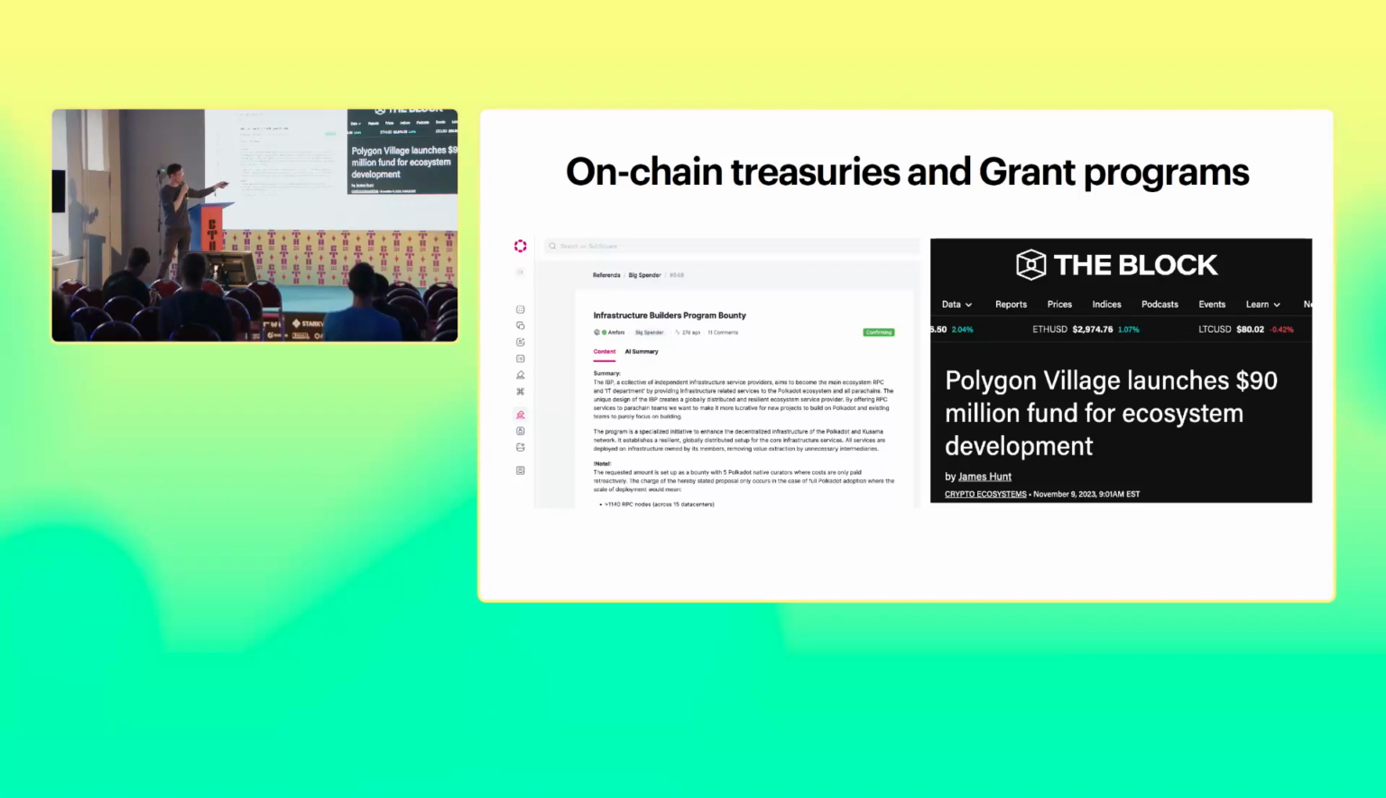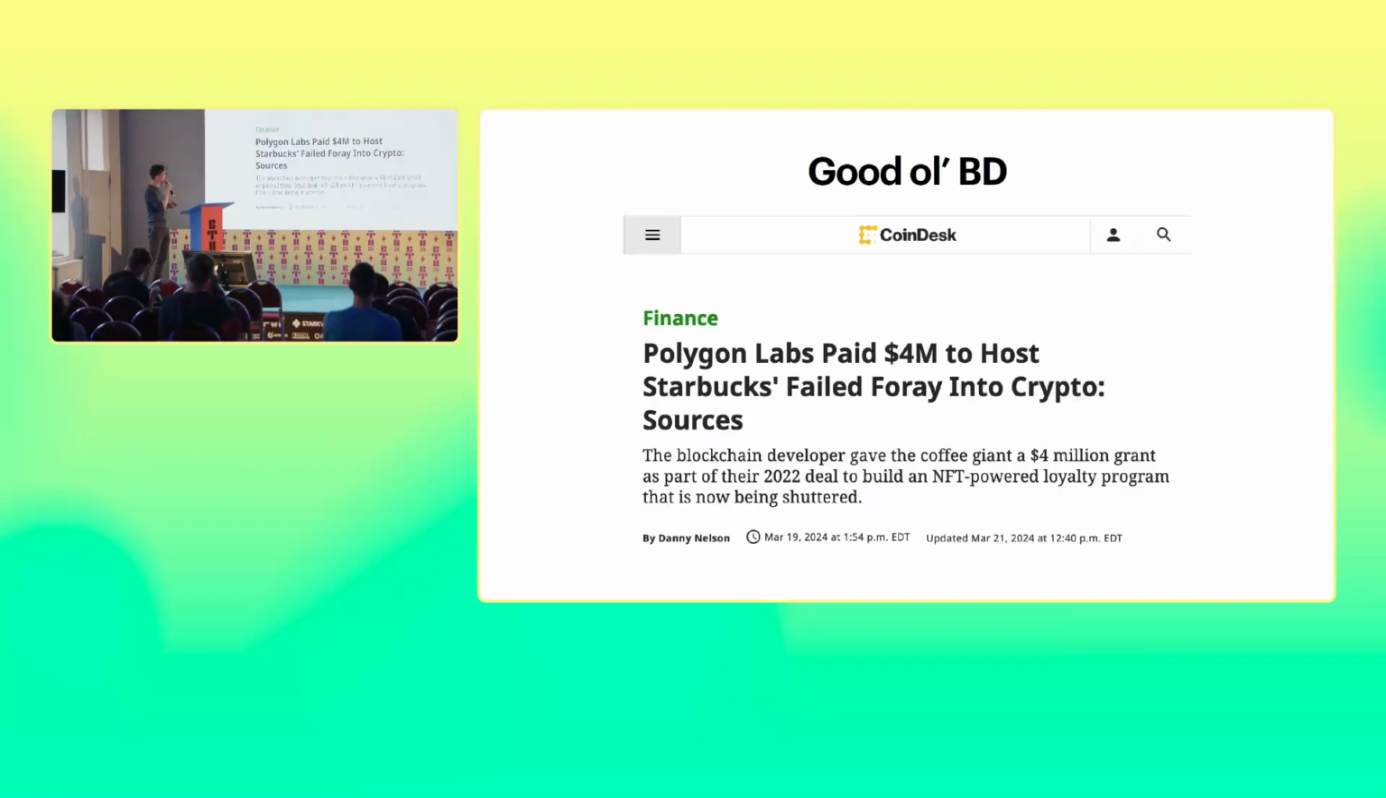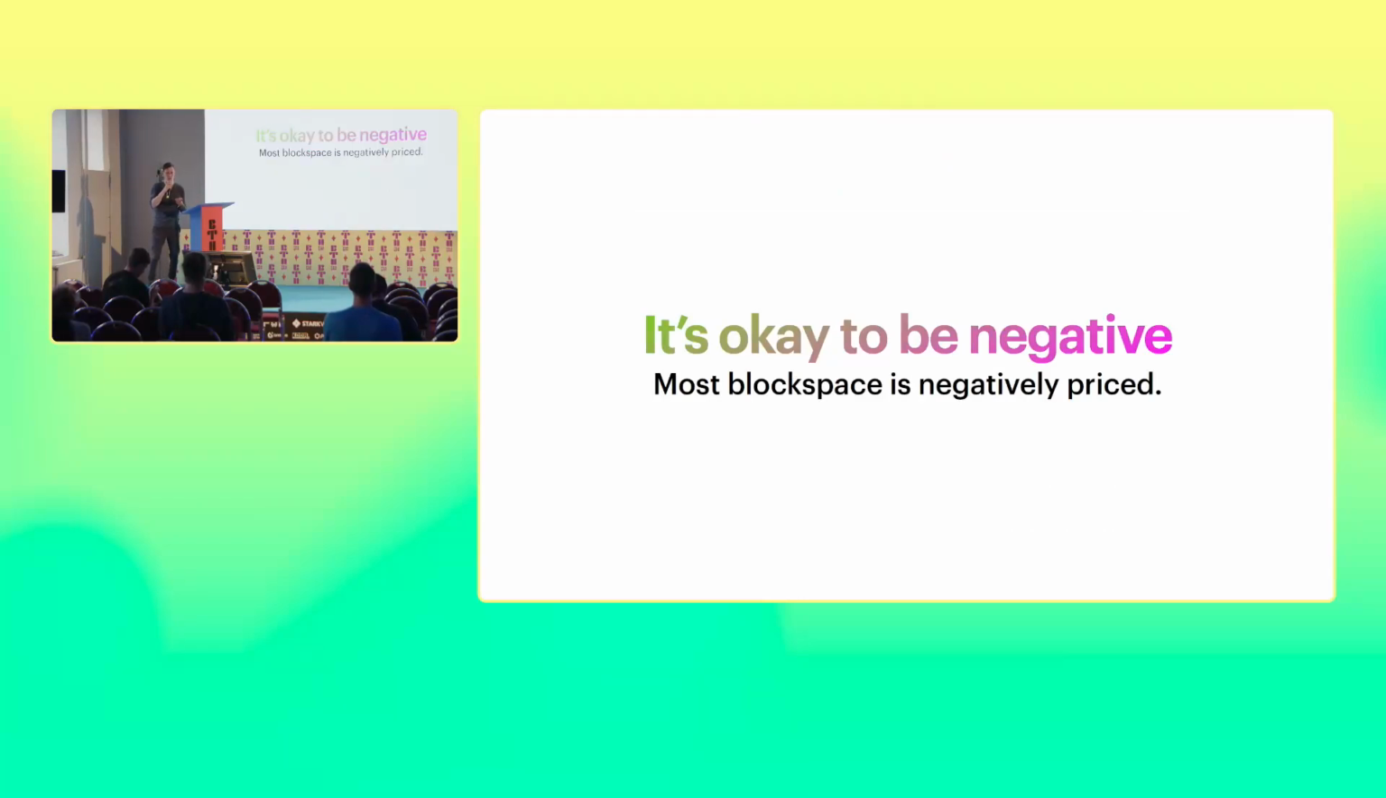Polygon has an ecosystem fund. We see other ecosystems have their own funds that do this. Polygon is very famous for their big announcements with backroom business deals, which is fine, but it's something that they're most famous for, though it happens throughout the space. And it's really okay. We need to be okay with the fact that other chains and modular block space providers have negatively priced block space.